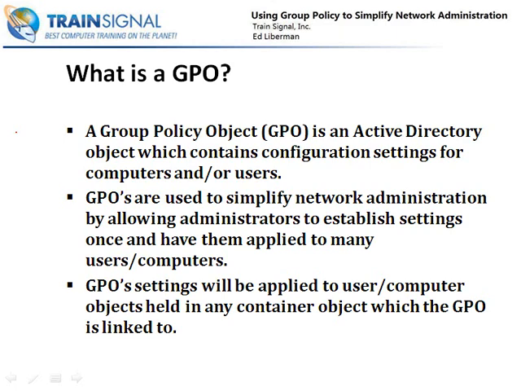Now, when we get into actually looking at one of these objects, you'll see the breakdown about where certain things control computers and certain things control users. Now, GPOs are used to simplify network administration, which is the title of this video, and it does so by allowing administrators to establish settings once. So as an administrator, you just go in and set the settings once, and then those settings will be applied to many users and computers again and again and again.